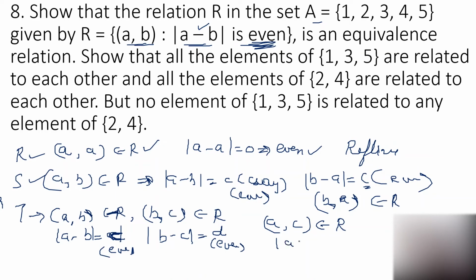Now we need to check A and C. So A minus C is equal to A minus B plus B minus C. We have added and subtracted B so that we can involve the previous part. So this is equal to A minus B, that is C, and B minus C, that is D. Let us consider the positive value, whichever is greater. So C, an even number, plus D, an even number, is also an even number. Therefore A and C are also related to each other. Therefore this relation is transitive.